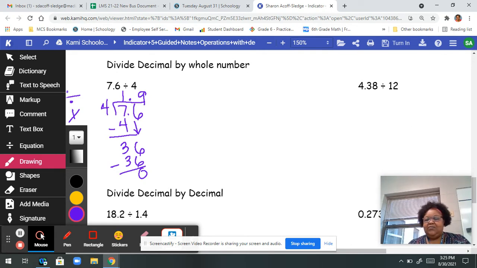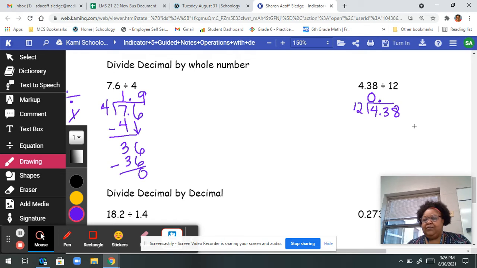Okay, the next one is 4 and 38 hundredths divided by 12. We're doing whole numbers. So my 12 goes outside the house. 4.38 goes inside the house. And since I'm dividing by a whole number, I can go ahead and bring my decimal up. Does 12 go into 4? No. 12 is bigger than 4. 0 times 12 is 0, but we won't worry about that.